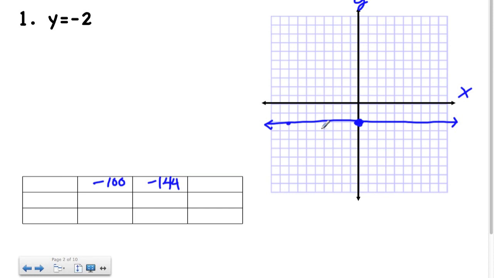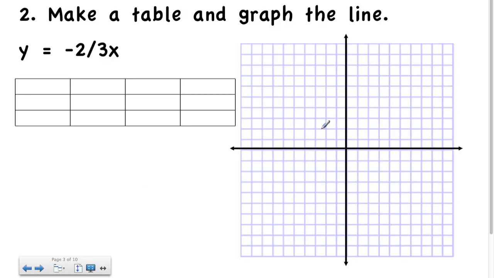All right, moving on to the next one. Make a table and graph the line y equals -2/3 x. Okay, so the first thing you're going to do is put in your values of x. So we pick -1, 0, and 1. And these are our x's. And then our equation is y equals -2/3 x, and we're going to find what y equals. So we're going to plug in -1 where x is.